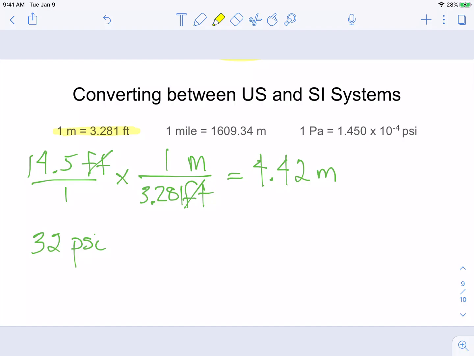Okay, again, look at the top. I have a conversion factor for that. I know how many pascals, or that 1 Pascal is equivalent to so many PSI. So I'm going to use that conversion factor to convert from PSI to pascals. Again, it's like this is over 1. But instead, let me show you another way you could set this up.